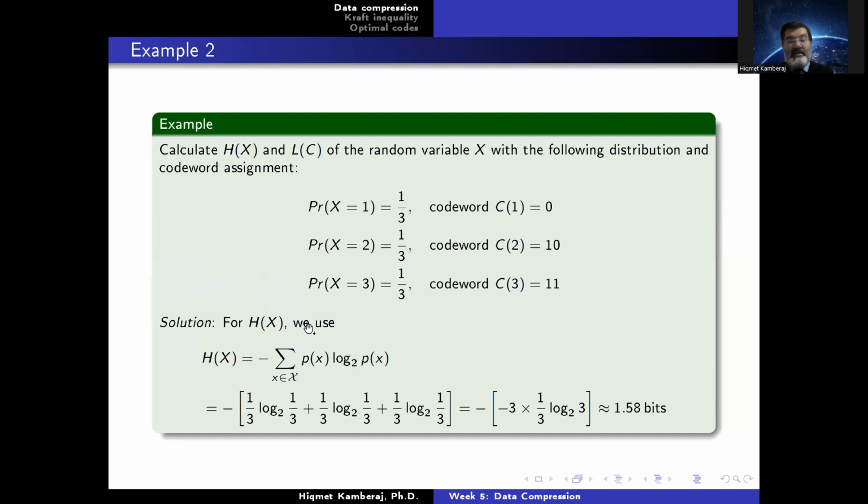For the Shannon entropy, we use the formula minus the sum over all x from chi of p of x log with base 2 of p of x, which is equal to minus 1/3 log with base 2 of 1/3 plus 1/3 log with base 2 of 1/3 plus 1/3 log with base 2 of 1/3, and you get minus 3 times 1/3 log with base 2 of 3, which is approximately equal to 1.58 bits.